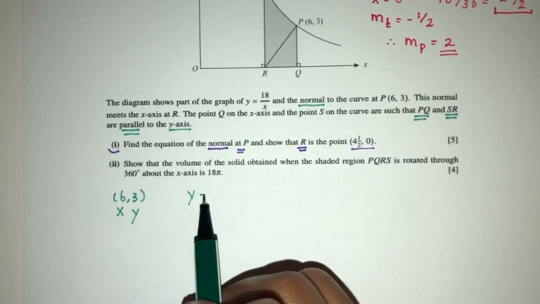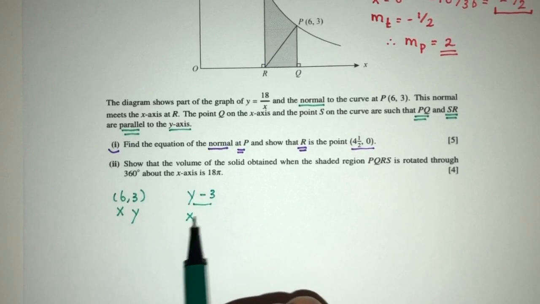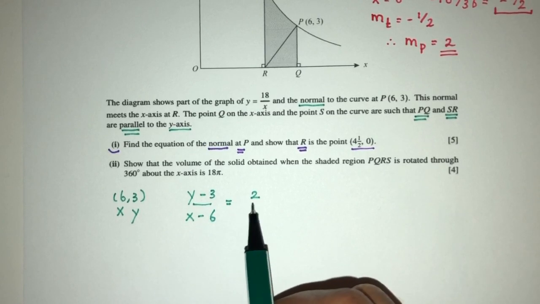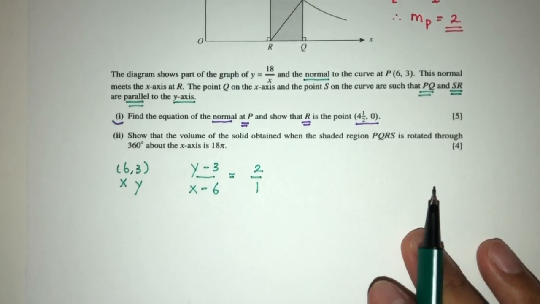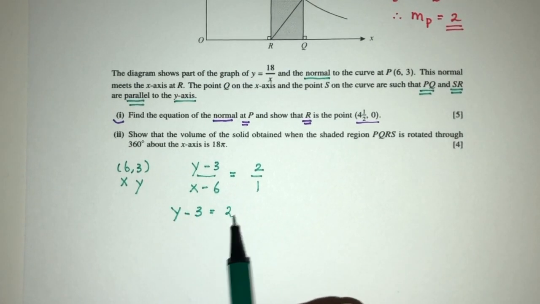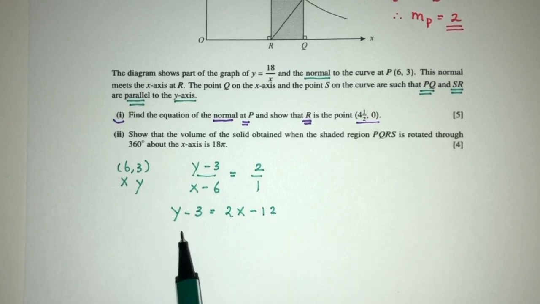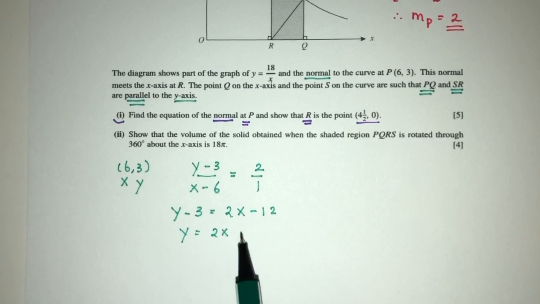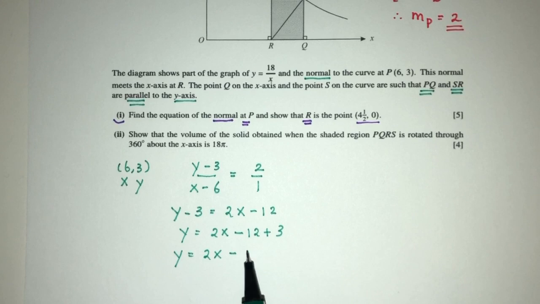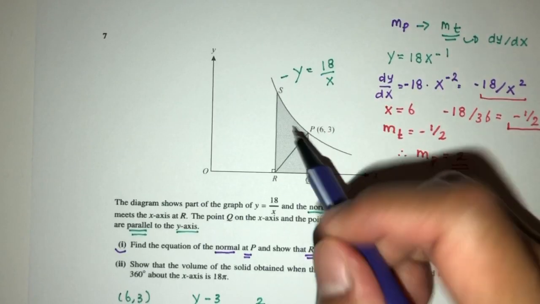So y minus its corresponding value over x minus its corresponding value will be equal to the gradient, which is 2. 2 is 2 over 1. Now we just have to cross multiply. You will have y minus 3 is equal to 2x minus 12. So y will be 2x minus 12 plus 3. That will be y is 2x minus the value of 9. Okay, this will be the equation of the normal at P.